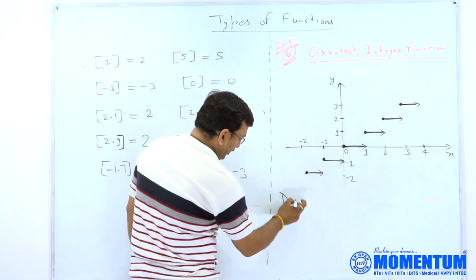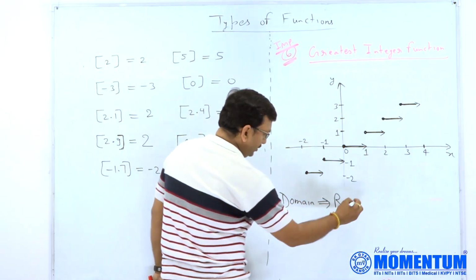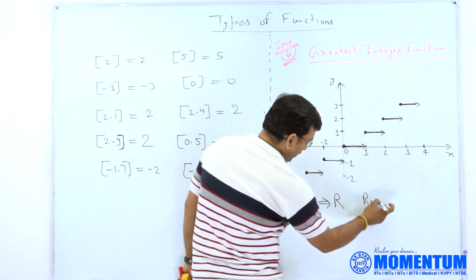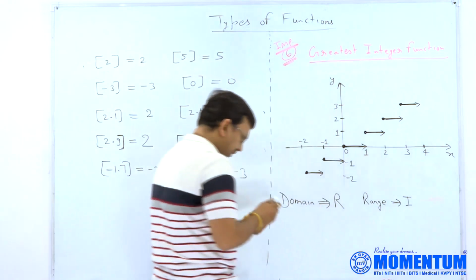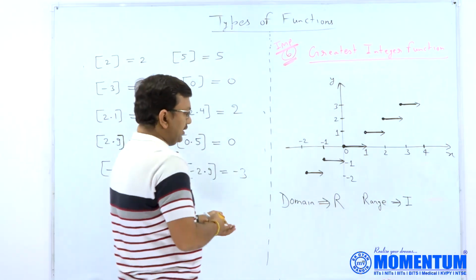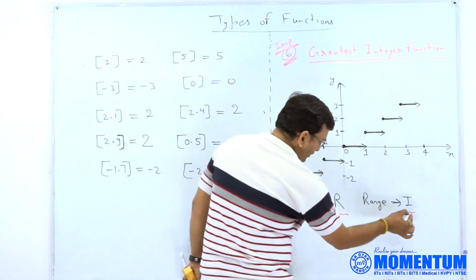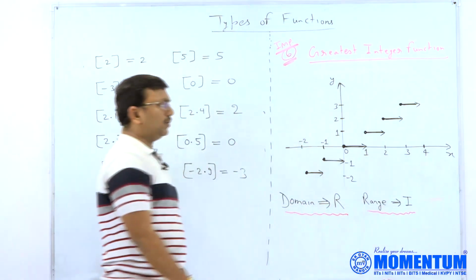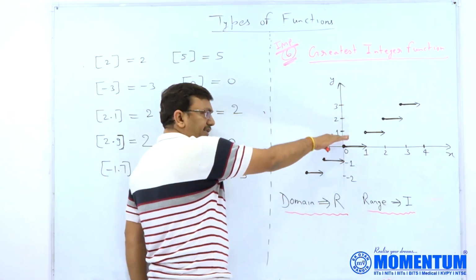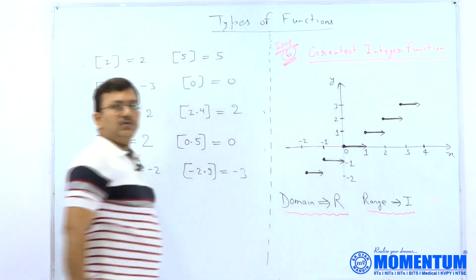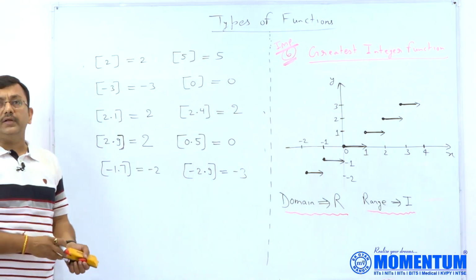Now ग्राफ को देखकर डोमेन और रेंज बताइए. What about domain? All the real numbers. What about range? Range is I. I means set of integers. So in the name of domain, all real values of x, while in the name of range, all the integers. Range कहाँ पाई जाती है? y-axis पे, and on the y-axis we are getting integers. तो range is set of integers, domain is set of real numbers.